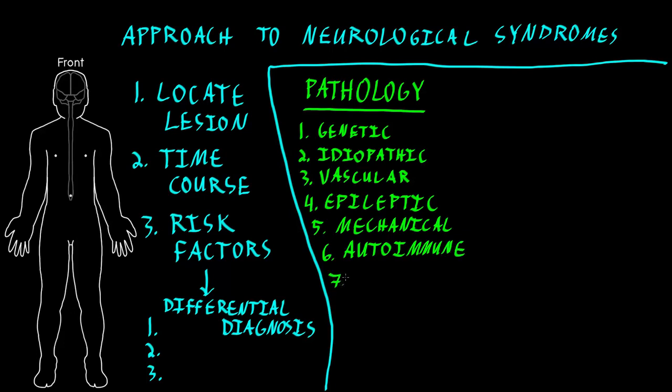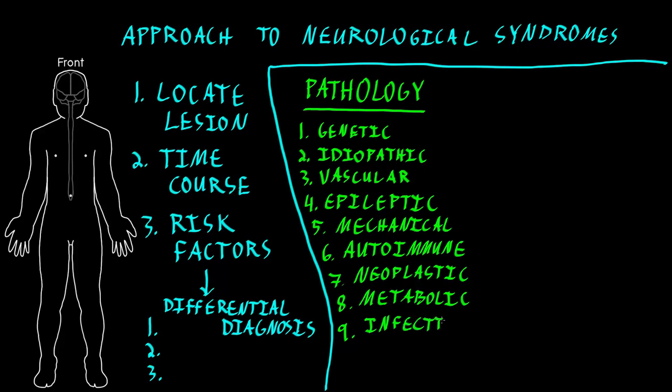The next I call neoplastic, and this involves tumors that affect the nervous system. The next I call metabolic, and this involves substances that are normally present in the body but occurring in abnormal concentrations and then causing problems with the nervous system. The next I call infectious, and these involve germs or pathogens that cause abnormalities in the nervous system.